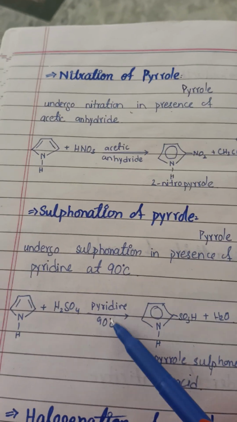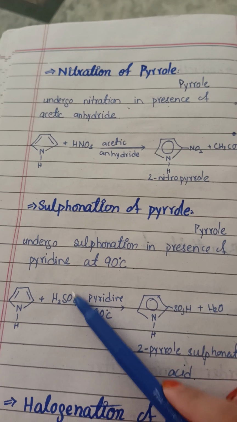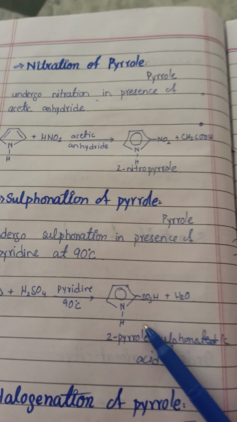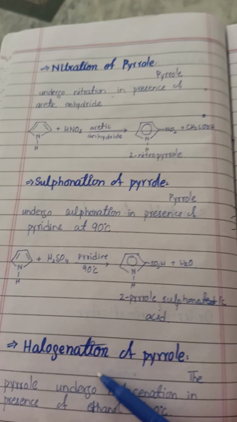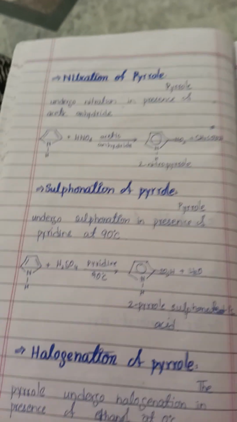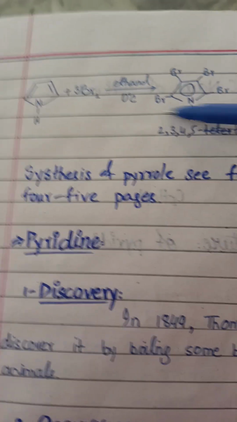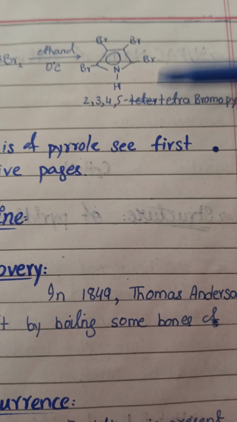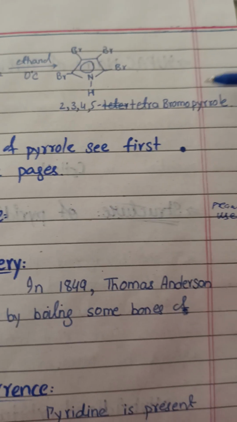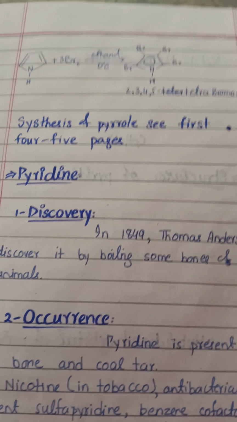Now in sulfonation, in the presence of pyridine at 30 degrees centigrade, H2SO4 attacks it, and this sulfate group attacks at the two position, and pyrrole-2-sulfonic acid is formed. Now halogenation occurs in the presence of a solvent at 0 degrees centigrade. The reaction is that pyrrole reacts with bromine, and 2,3,4,5-tetrabromopyrrole is formed. Now this is the detailed study about pyrrole.